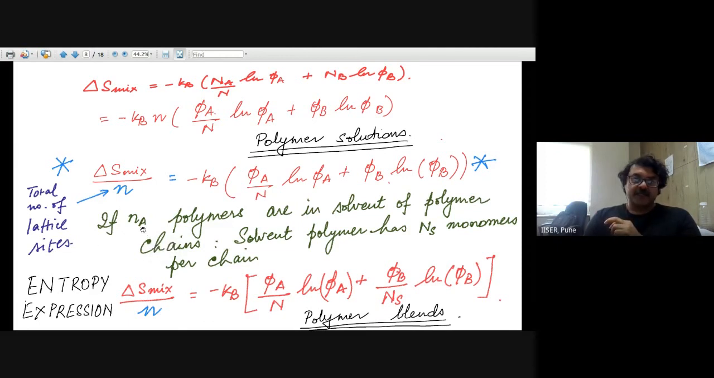Moreover, if n A polymers, so this is small n, are in a solvent of a polymer chain, so B itself is not an atomistic or molecular solvent but consists of polymer chains themselves, so that the solvent polymer has ns monomers per chain, then the entropy per lattice site becomes minus kb phi A by n ln phi A plus phi B by ns ln phi B. Ns is the number of monomers in the solvent polymer chain. This is called a polymer blend. So this is basically the entropy of mixing.